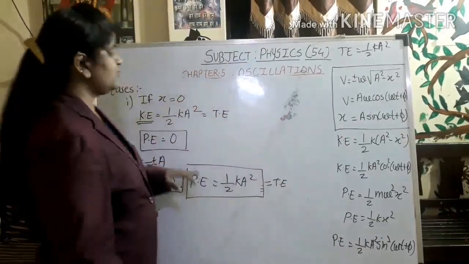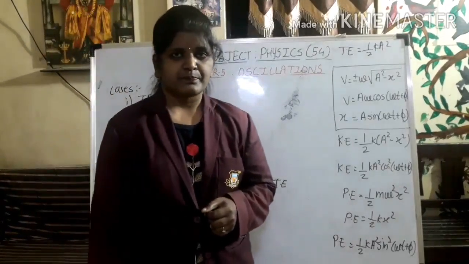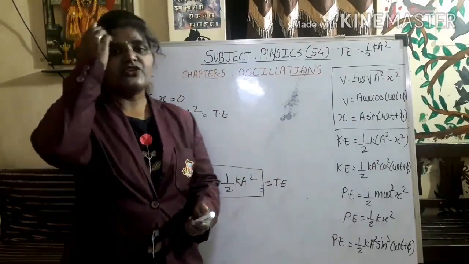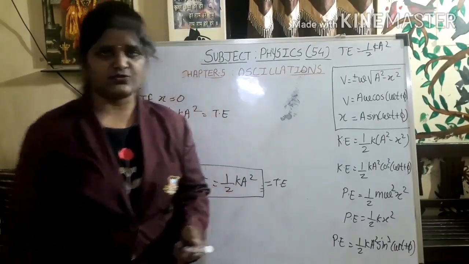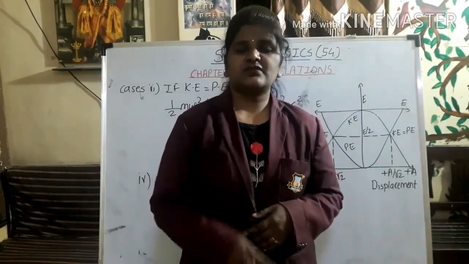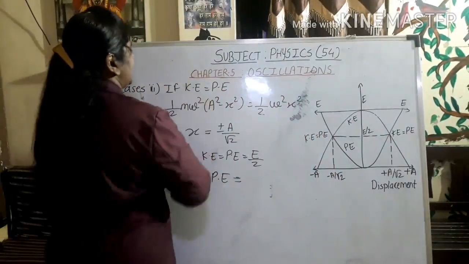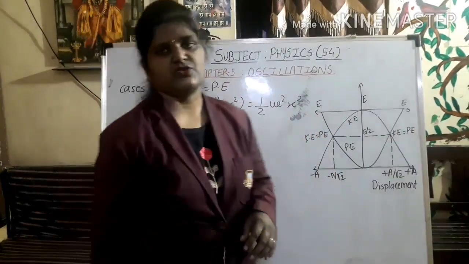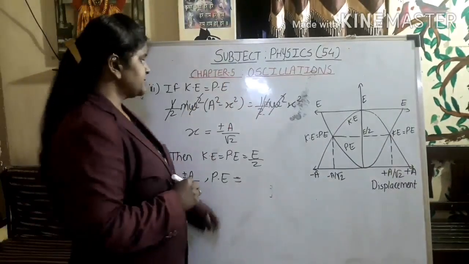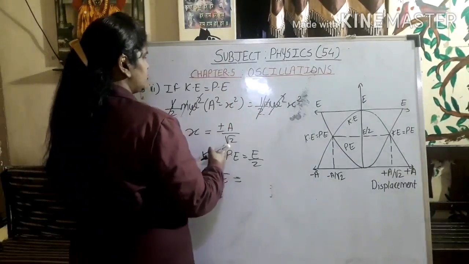So this is how you are going to find out all these values. Okay, so this is it for today's lecture. Next, we are going to see the graphical representation of the same. This is at extreme. Now we are going to consider 2 more cases in which kinetic energy is equal to potential energy. What happens over there? So they get cancelled, and I will get the value for x as plus minus a by root 2.